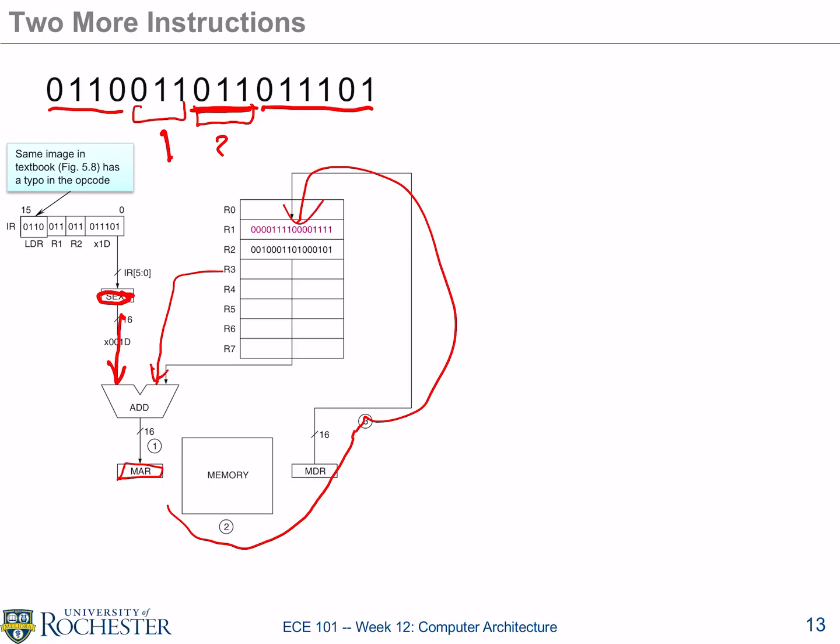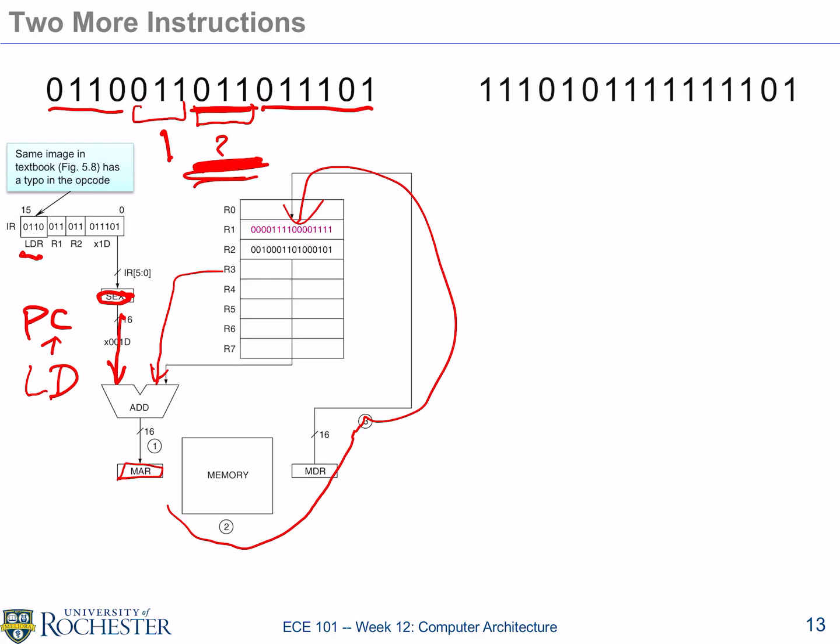Okay, so the difference is register-based, register plus offset, or PC. Okay, so LD is PC plus offset. LDR is register content plus offset. Addressing mode.